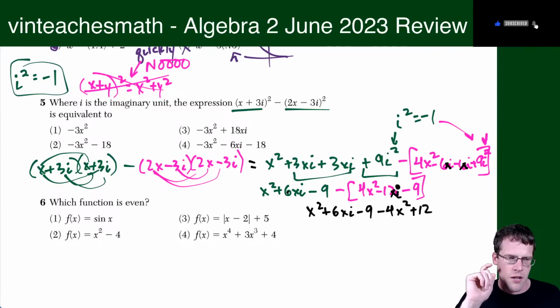Like, I knew something was up. I knew that I should have had xi terms here. So once again, it was 2x times minus 3i. So I have minus 6xi. Okay, so a little temporary blunder, but we caught it.